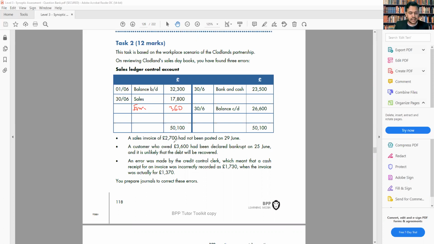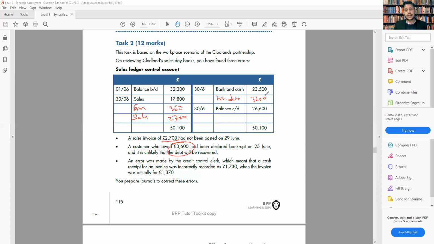And 2700 we forget. So 2700 will be increased. So it will be sales again. 2700 that you completely forget. And the irrecoverable debt, this one the customer cannot pay, 3600. So this customer said I cannot pay, so it will reduce my balance. Remember, writing on the credit side means you're reducing the balance. So if the customer said I cannot pay you, so I'm writing in this side as the irrecoverable debt. Writing on the credit side means I'm not going to get this money from the customer.